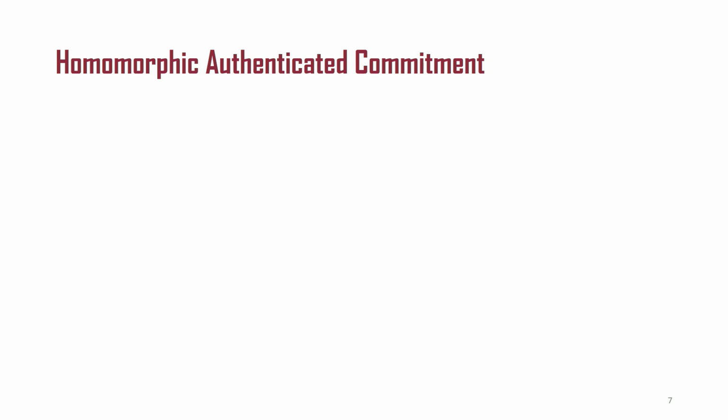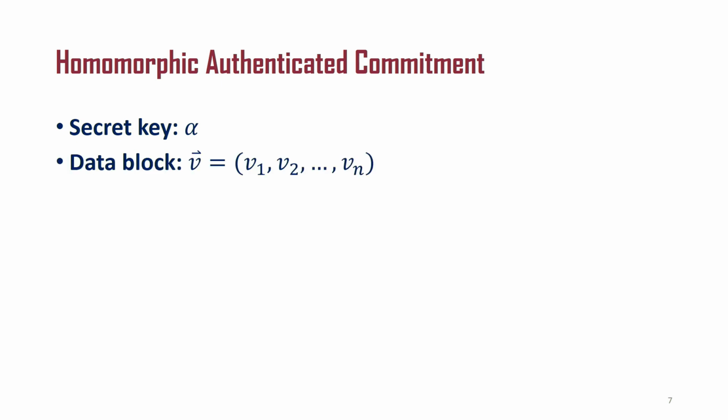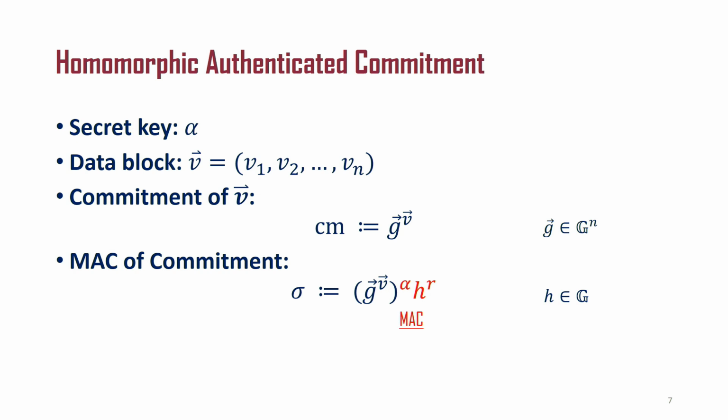I'm going to introduce several definitions and notations in our work here. We use alpha to denote a secret key. A data block V is written as a vector of values. The commitment of a data block is Cm, with G as a vector of group elements. And the mark of the commitment, sigma, is computed with secret key alpha and another component H to the power R, where H here is a group element, and R is the output from a pseudo-random function with another secret key K.